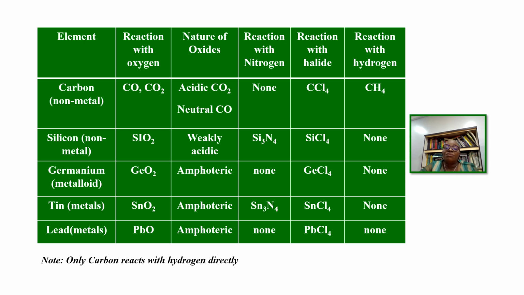The stability of dihalides increases down the group, considering thermal and chemical stability. GeX4 is more stable than GeX2, whereas PbX2 is more stable than PbX4. And what of the reaction with hydrogen? It is only carbon that can react with hydrogen to form hydrocarbons. Others don't react with hydrogen.